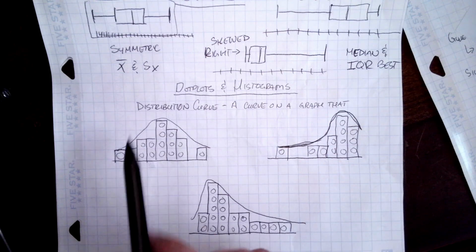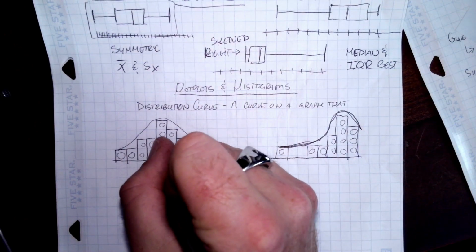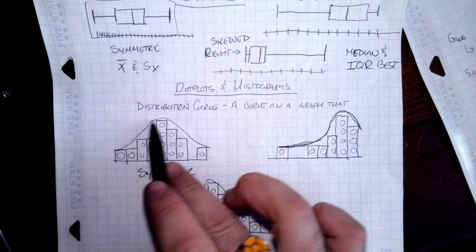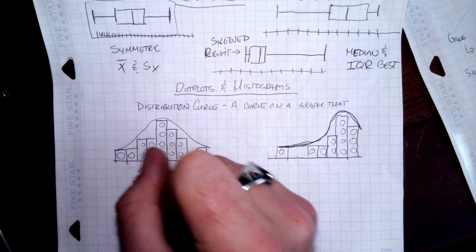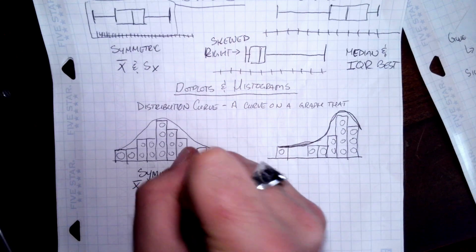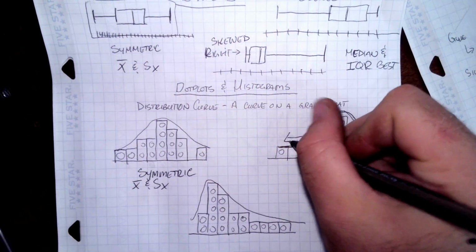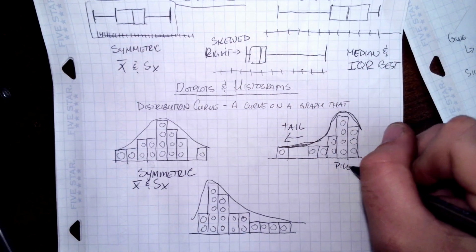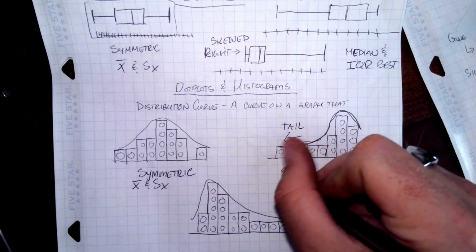So again, this one seems mostly balanced. It's not perfectly balanced, but it's mostly balanced, so that's symmetric. And again, the distribution curve helps kind of see where that balance might be. And again, symmetric, the mean and standard deviation are always best. This one, our tail is on the left. Our pile is on the right. So because the tail is on the left, that one is skewed left.